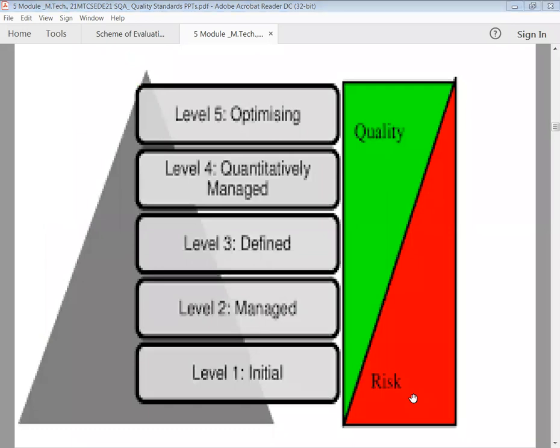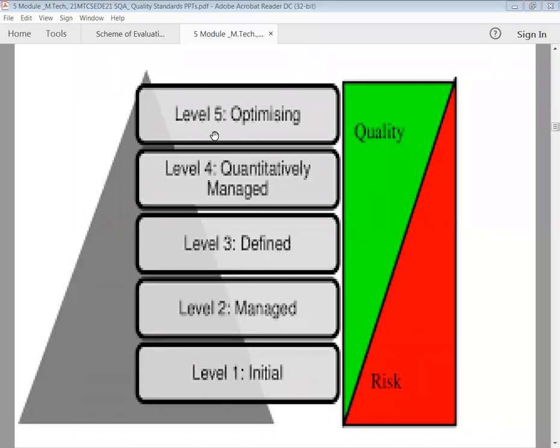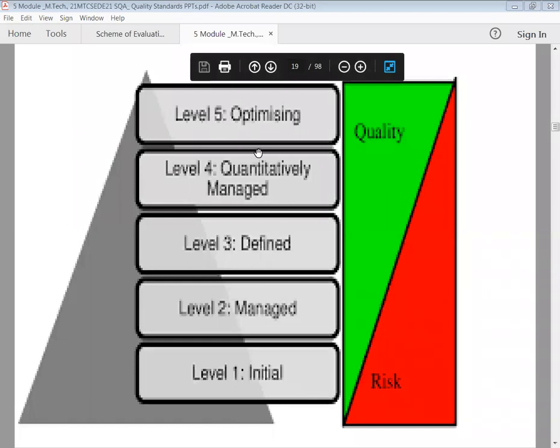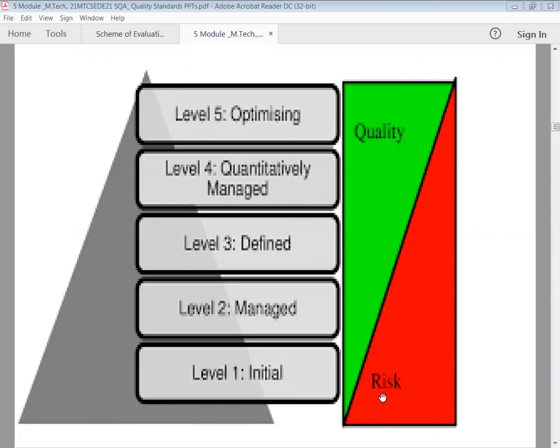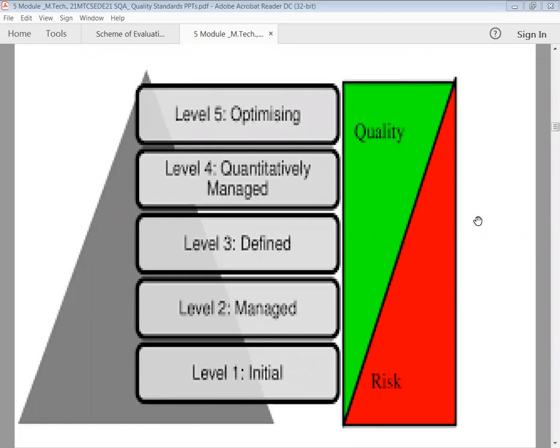So from this diagram also, we can easily understand: level one is initial, level two is managed, level three is defined, level four is quantitatively managed. And if you are in level five, you are an optimized one. So if you are in this particular borderline, it means you are at risk, you will not get qualified. If you are getting more than this, you will get qualified as well as a greater rank.